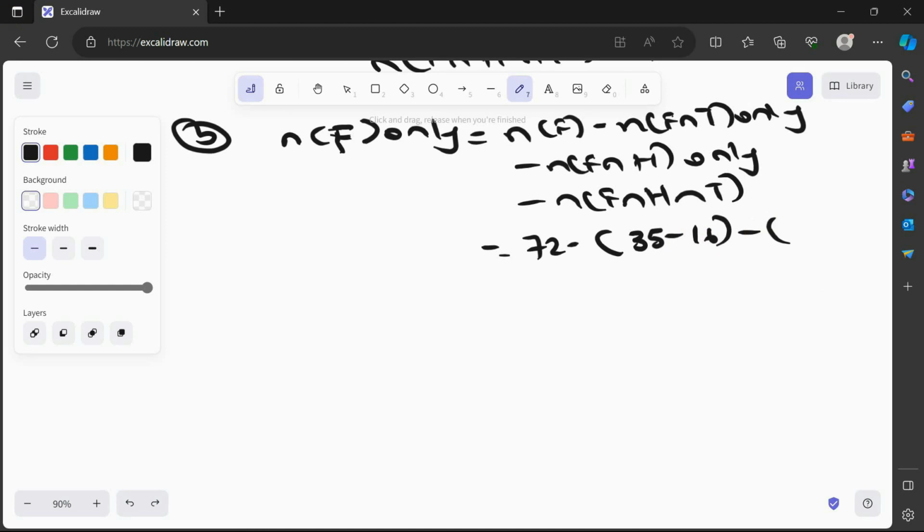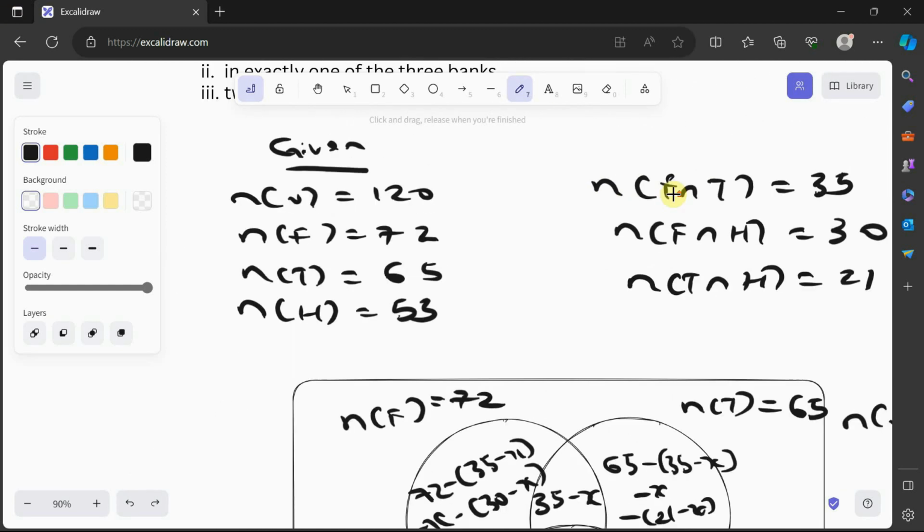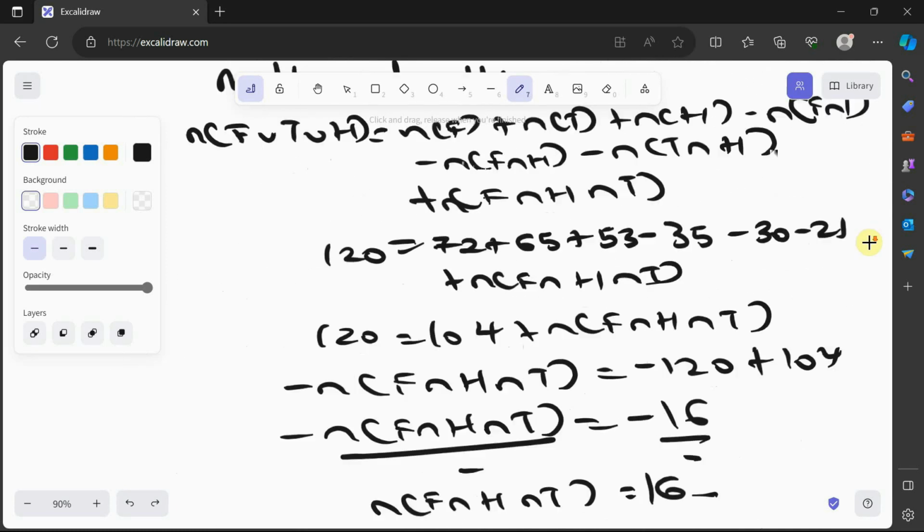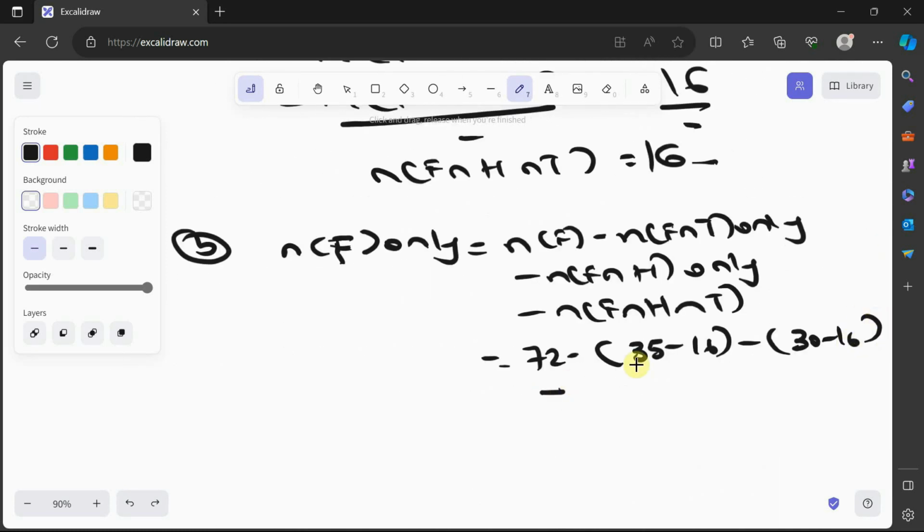Then minus, same thing too, First Bank intersection Hallmark Bank. Let's see what that is. So it will be 30. So that will be 30 minus 16. And then minus the intersection of all of them, which will be 16. So this is 72 minus 35 minus 16. That will give you 19.